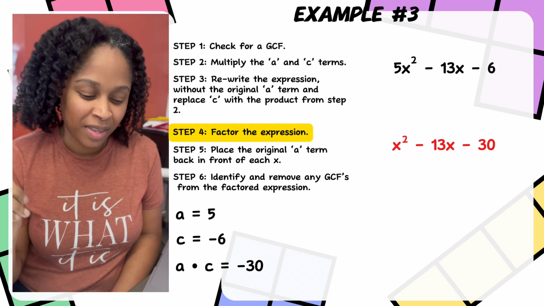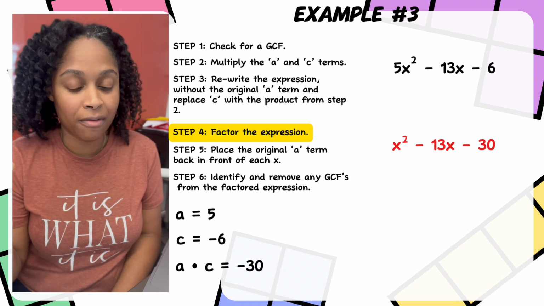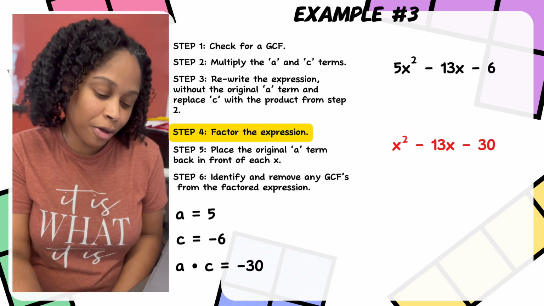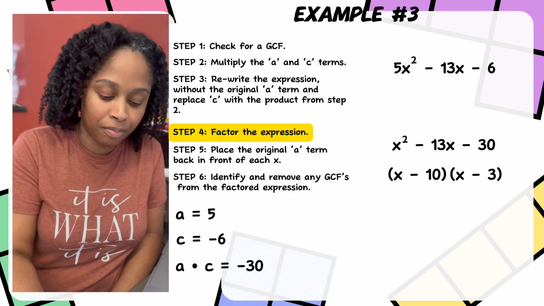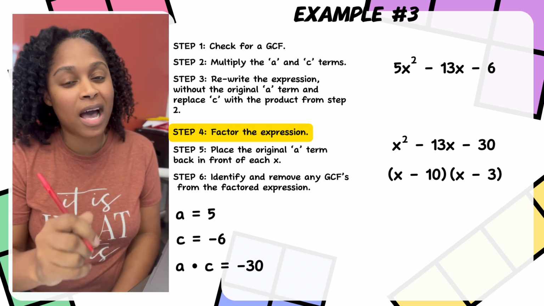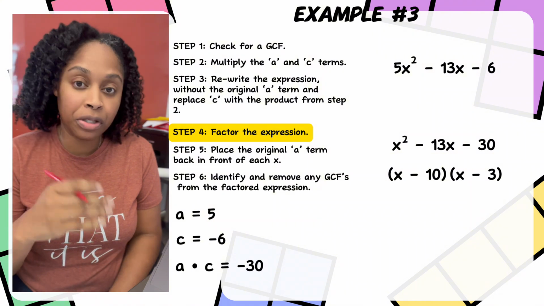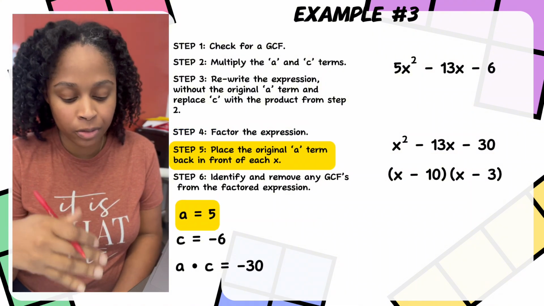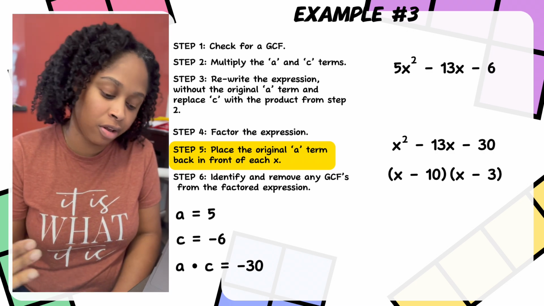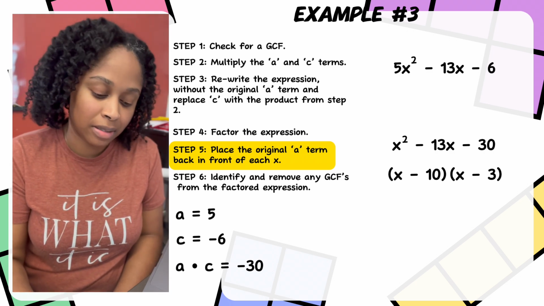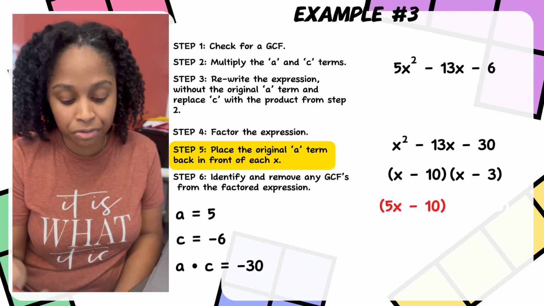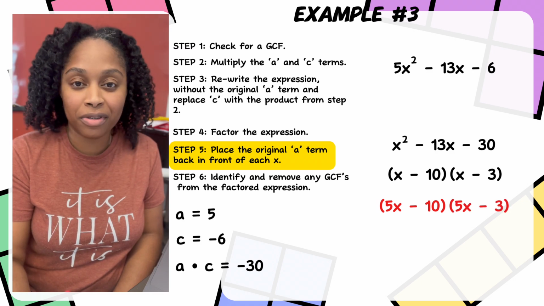We're going to factor. So we need to find two numbers that multiply to negative 30, and that also would add to negative 13. All right, and once you figure those out, you should get x minus 10, x minus 3. Remember, we do not stop here. We still have 2 more steps to go. So now we need to put the original a term back in front of our variables. Okay, so the original a term was 5, so I'm going to put 5 in front of each of my variables. Okay, so instead of having x minus 10, I have 5x minus 10. Instead of having x minus 3, I have 5x minus 3.